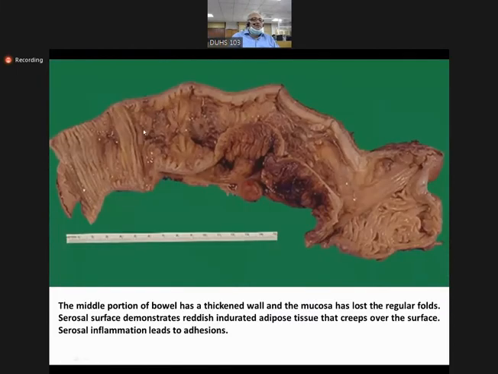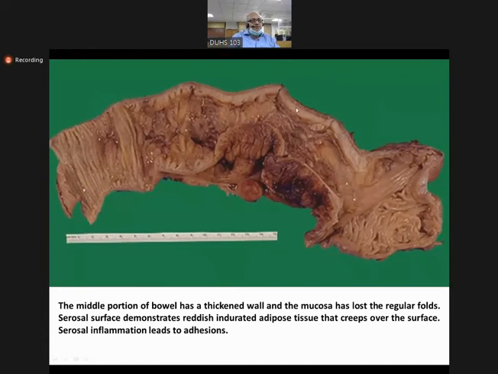Here again, you can see this is a portion of ileum, which is the normal area on the side. And here you can see again a normal area, but in between you may appreciate a very thickened wall of the small intestine. And there is loss of the normal mucosal folds.